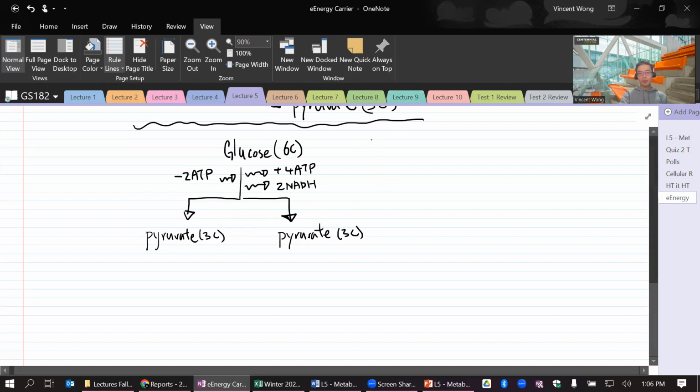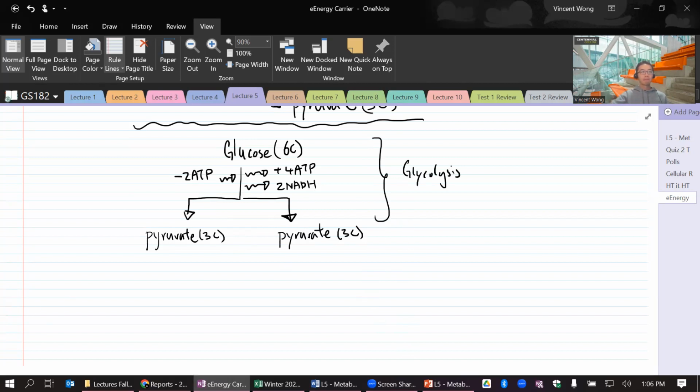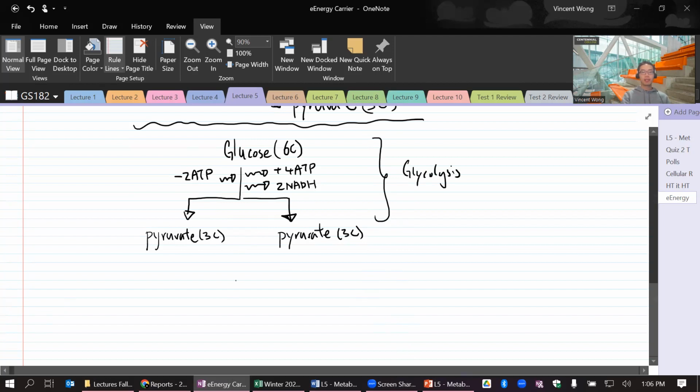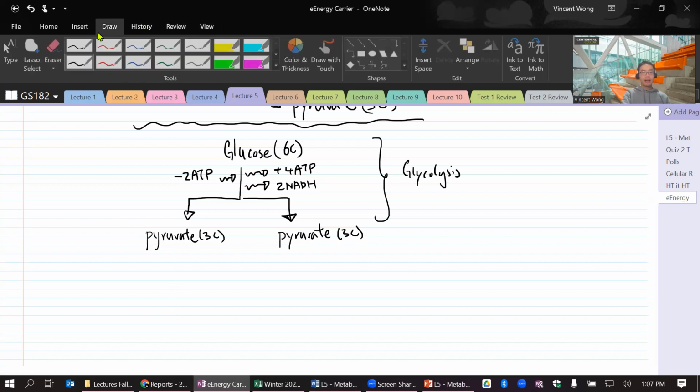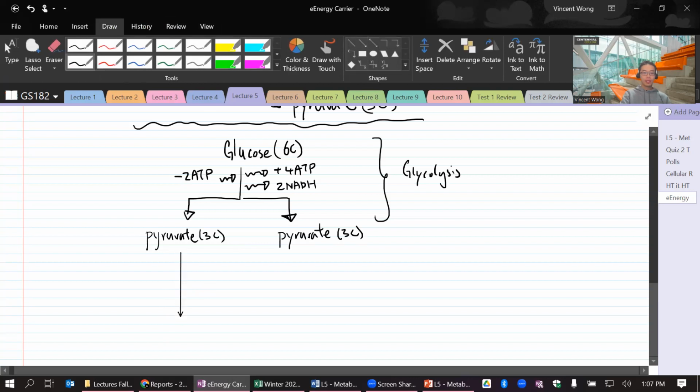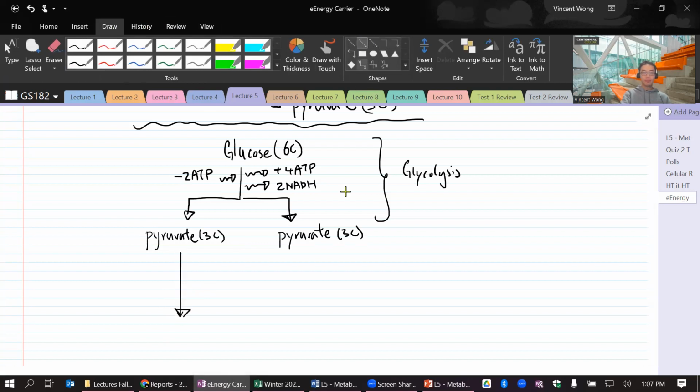This is glycolysis, right? And then the next step, where is it going to take place? Matrix. In the matrix, that's right. Right, thank you. So this is going to go into the matrix. And in the matrix, we are going to have the second reaction, which is the pyruvate oxidation.